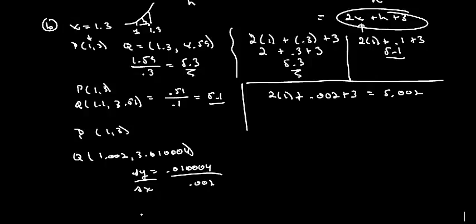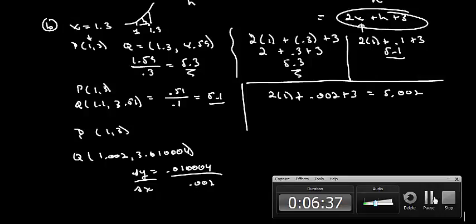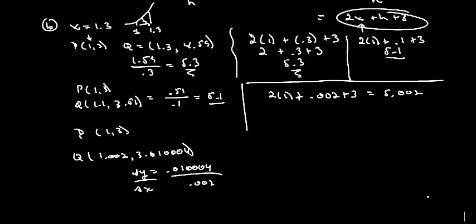Okay, let's see here. Something's wrong. Let me just check the math again one more time. Okay, I see my mistake. 0.010004, and this gives me 5.002. Yep, it works out. So there's your slopes.